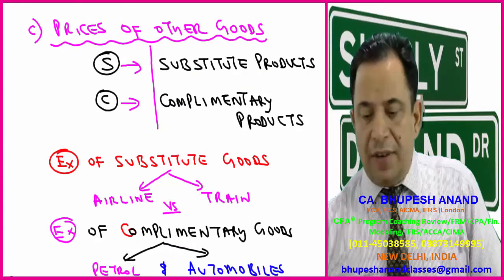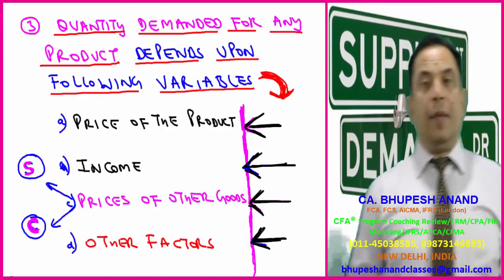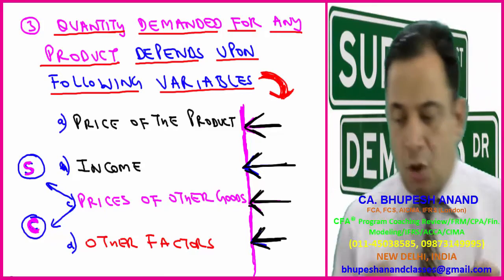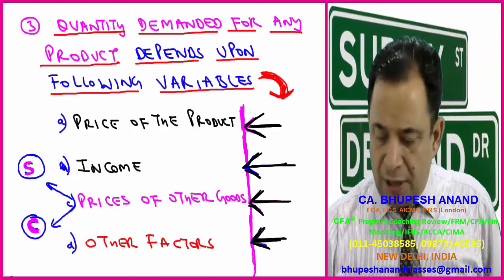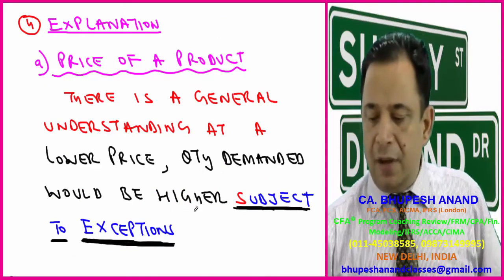So I think you must have written all the variables. Now, what are the variables which are related with the demand? Quantity demanded for any product depends upon the following variables. Price of the product. And I have given you the explanation also. There is a general understanding that the lower the price, the higher the quantity demanded.